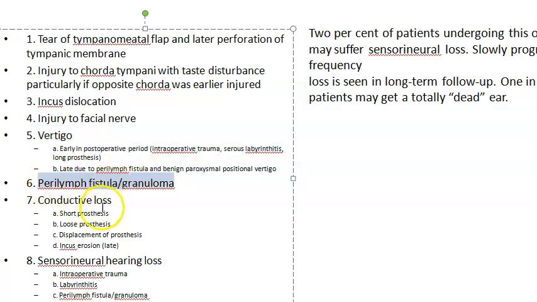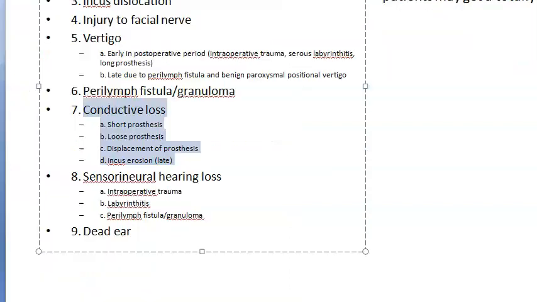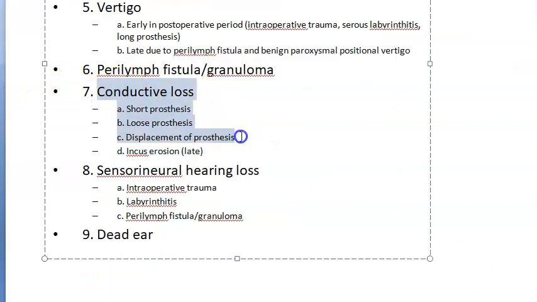They can have a perilymph fistula, granuloma. They can land up with conductive loss. You were trying to fix this only, right? And they'll land up with conductive loss. Why will you think they'll land up with conductive loss? Because you put a short prosthesis or you put a loose prosthesis. The piston, whatever you're putting, you put a short one or you put it loose, or this prosthesis got displaced, or the incus itself got eroded later in life kind of thing.